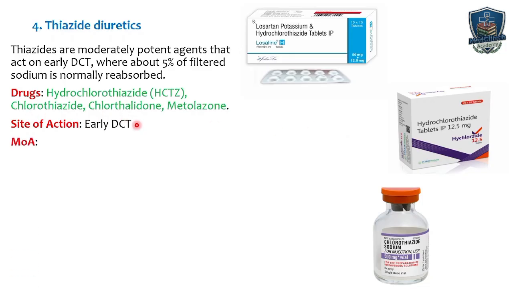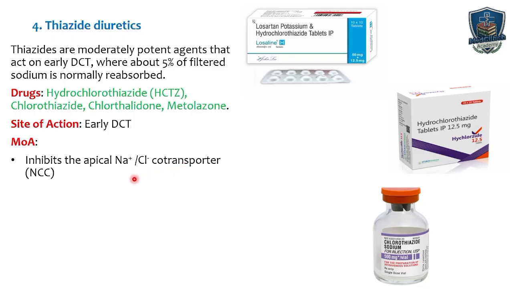So I've said that they act in the early DCT. I won't repeat it. I explained how this happens in our previous slides. They inhibit the apical sodium chloride cotransporter. I have explained how this transporter works. This transporter takes sodium and chloride from the filtrate to the cell.